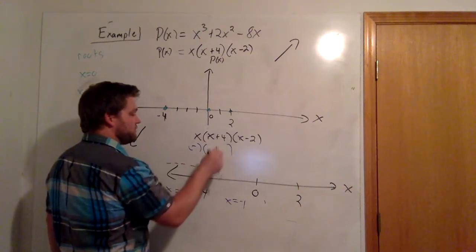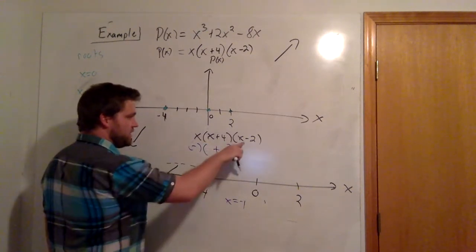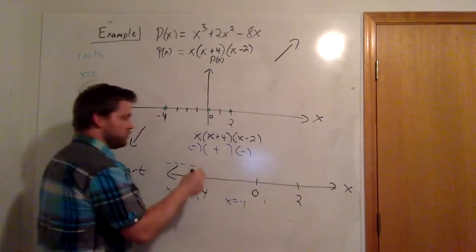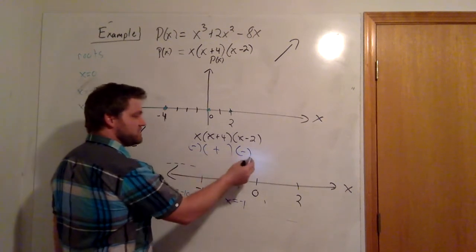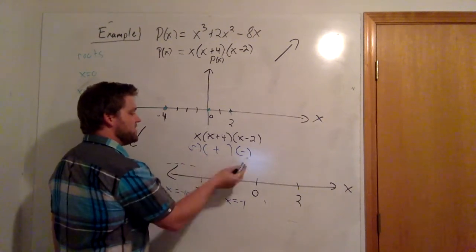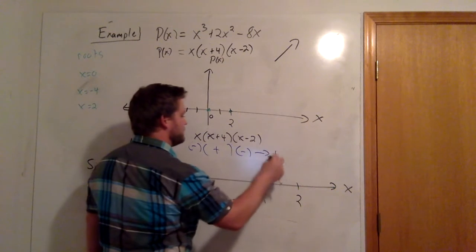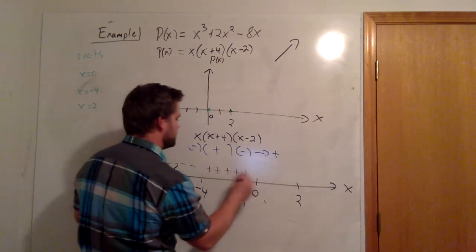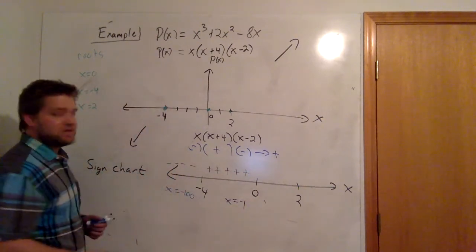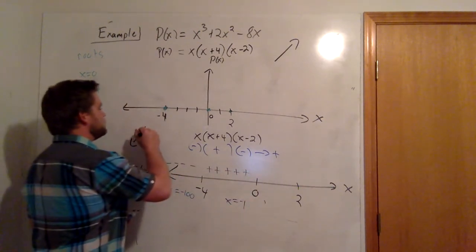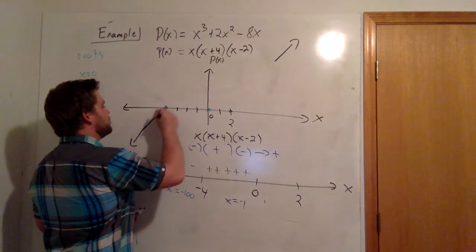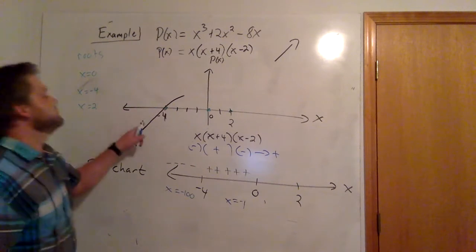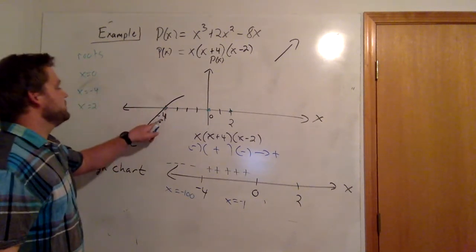-1 plus 4 is a positive value. And -1 minus 2 is a negative value. So I have a negative times a positive times a negative. I have an even number of negatives, so this will be positive. So I know the graph now becomes positive. So what the graph must do, if I'm piecing this together, is the graph is negative, and then it is going to cross through the root -4.